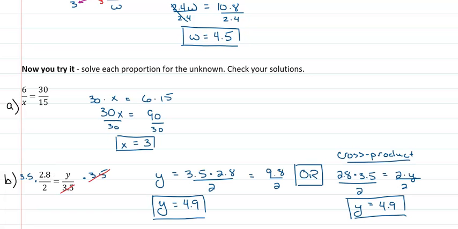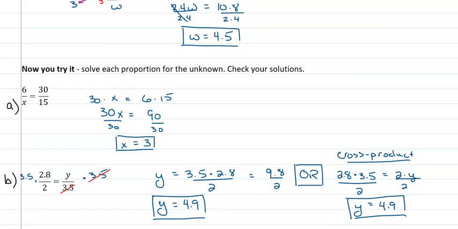Okay, so here's the solution to this one. The first one, I did the cross product right away because the x was on the bottom, and you should get x equals 3. The second one, I noticed that y was on the top and it just had one number on the bottom, so I multiplied both sides by 3.5. 3.5 divides out on the right and you're left with y by itself. So I just switched sides and put the y on the left, just because that's what we're used to seeing, and said y equals 3.5 times 2.8 divided by 2, which is 9.8 divided by 2, which is 4.9.